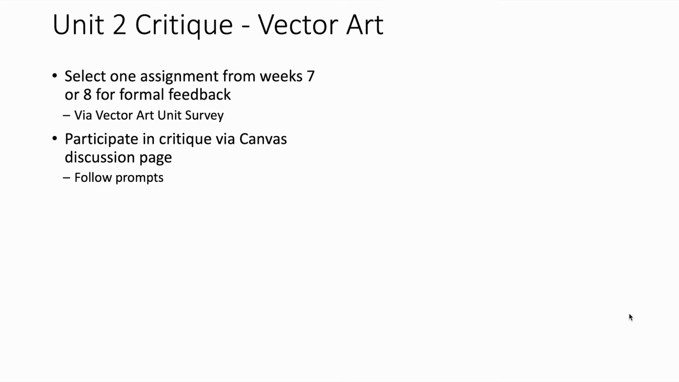For the Unit 2 critique covering vector art, you'll select one assignment from week 7 or 8 for formal feedback, and you should have already let me know which one you'd like to submit via the Vector Art Unit survey. If you have not done the survey, please do it ASAP. You'll participate in critique through a Canvas discussion page where you'll just need to follow a few simple prompts and ask and answer questions about each of your classmates' artworks, very similar to what we did for the Pixel Art Unit critique. Please make sure that you read the prompts carefully.